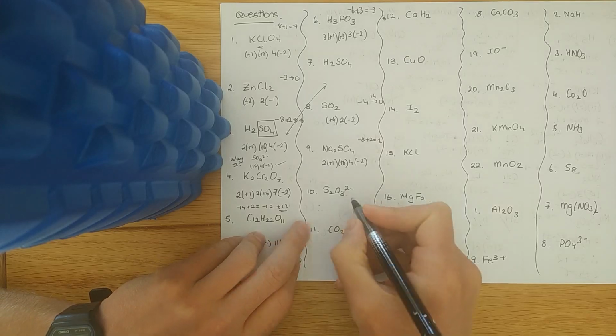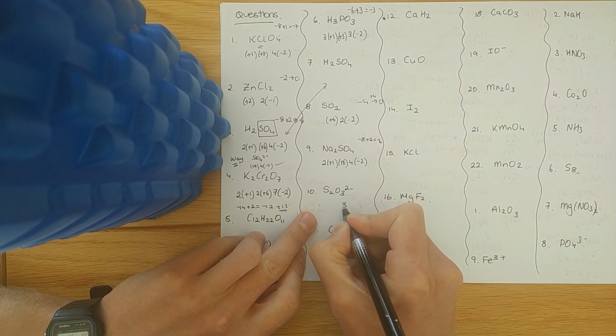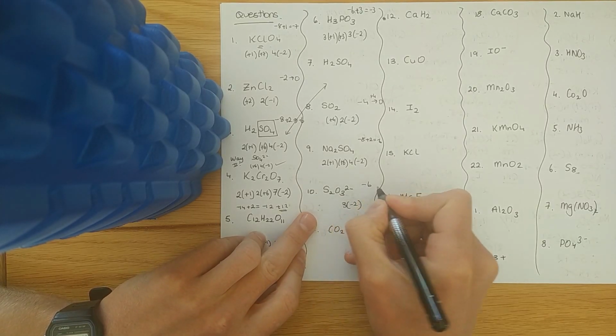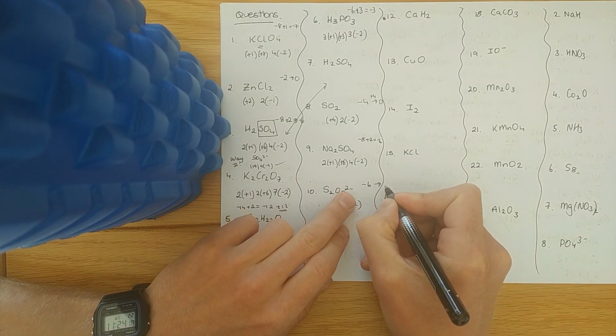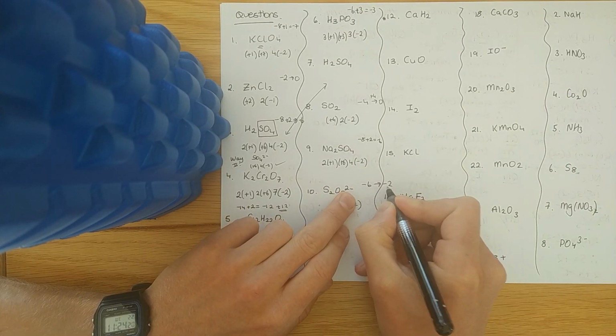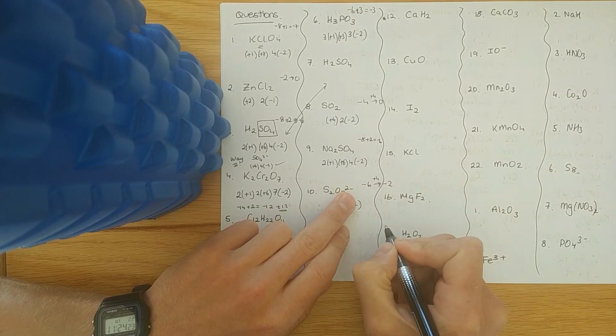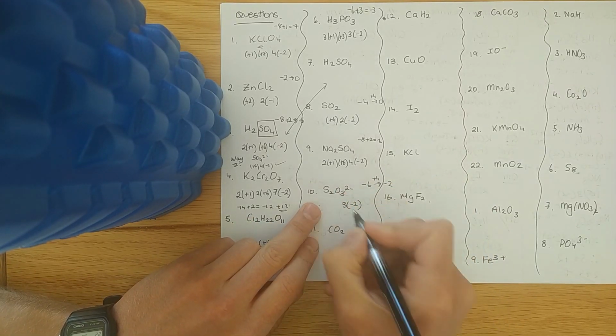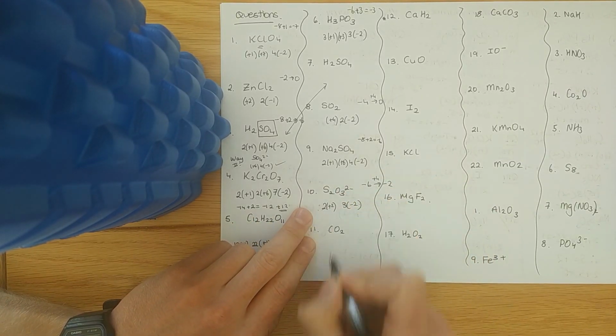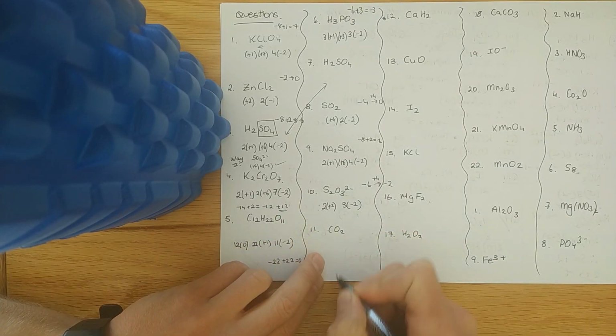S2O3 2 minus. Your go-to there is your oxygen, 3 times -2, -6. You want to get it to the charge in this, -2. So -6 to -2, you're going to be adding on 4. And that adding on 4 split amongst 2. So 2 times +2.